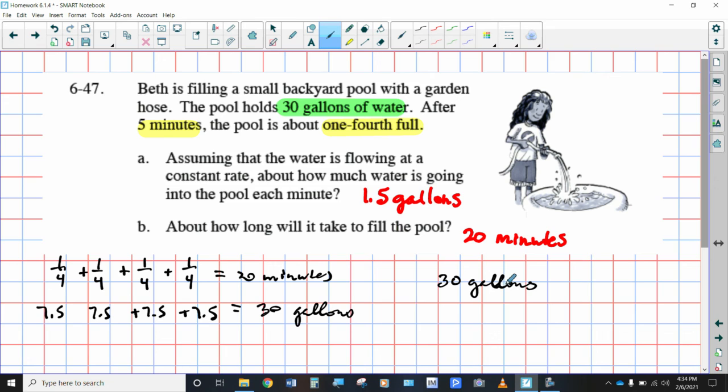Then I'm going to change that. Or I guess I could do this. I could say 30 gallons in 20 minutes is how many gallons in 1 minute. I could have also taken 7.5 over 5. That would have worked as well. So what is 20 divided by 30? 20 divided by 30 is 1.5. So that means it's 1.5 gallons each minute.